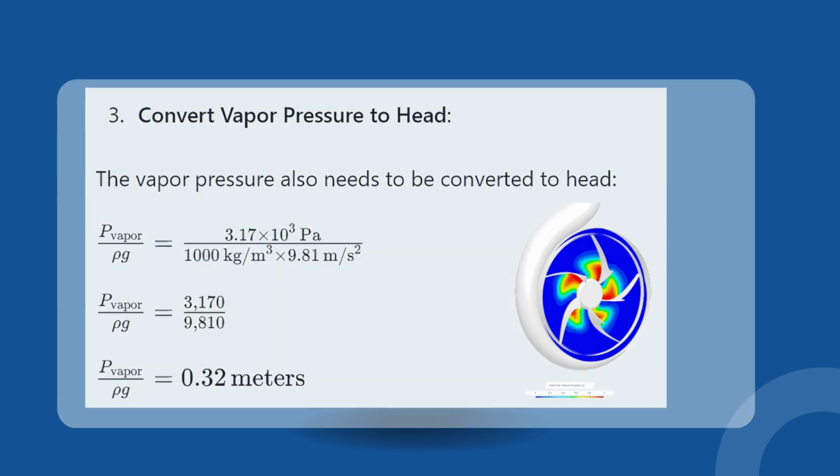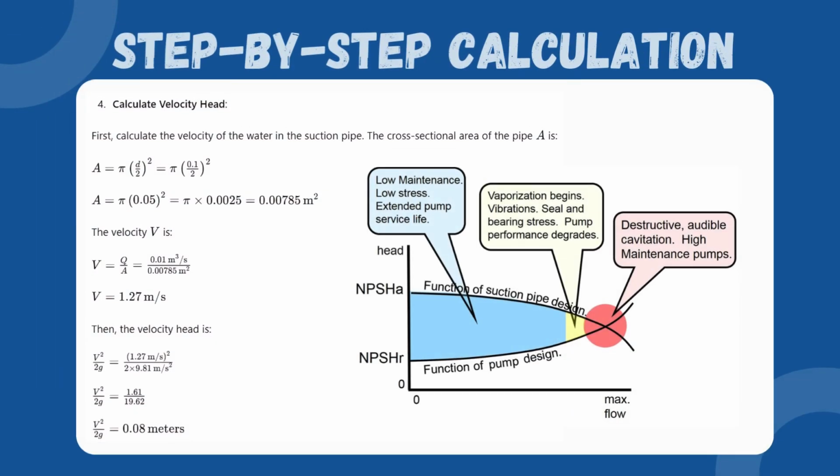Now for calculating the fourth term, which is the velocity head. Guys, the equation of velocity head is v square by 2g. And here in this scenario, we don't have velocity. So first of all, we need to calculate the velocity to fulfill the term of v square by 2g. To calculate the velocity, we need to first have the cross-sectional area of the pipe. So we will start with the calculation of the cross-sectional area of the pipe, move on to the velocity in the pipe, and after getting the velocity, we will calculate the velocity head.